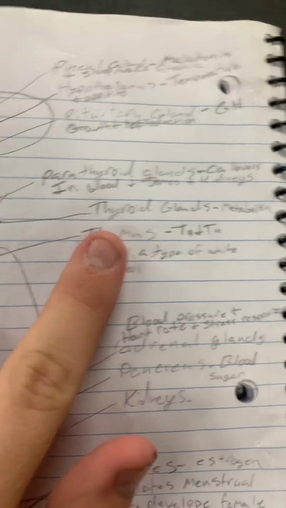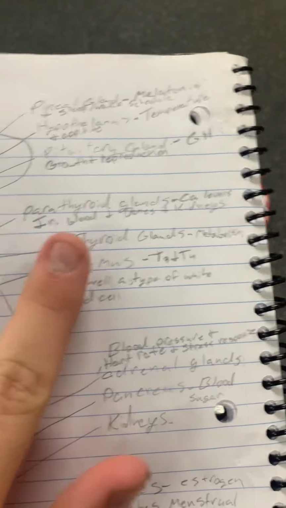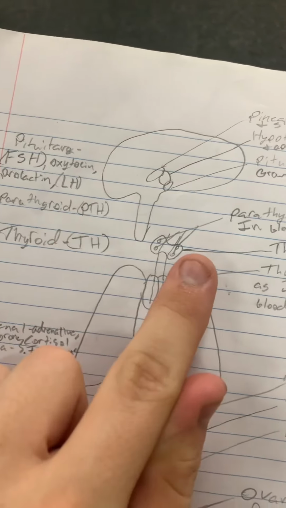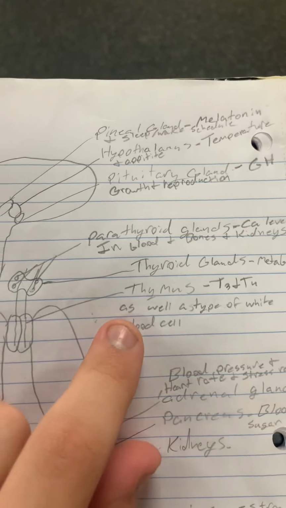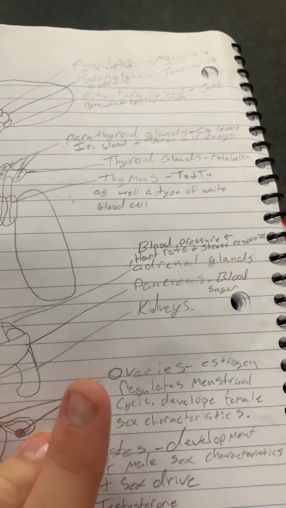Now the thyroid gland, which is the big portion here, which houses the parathyroids, is responsible for the metabolism, and thyroid hormone is found in the thyroid. The thalamus produces T3 and T4 proteins, which are also a hormone, as well as a type of white blood cell up until puberty.